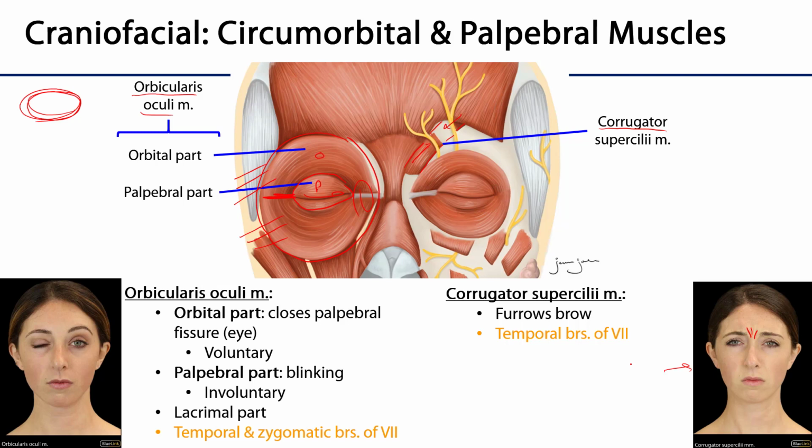Corrugator supercilii is innervated by temporal branches of the facial nerve. So everything above there would head that way.